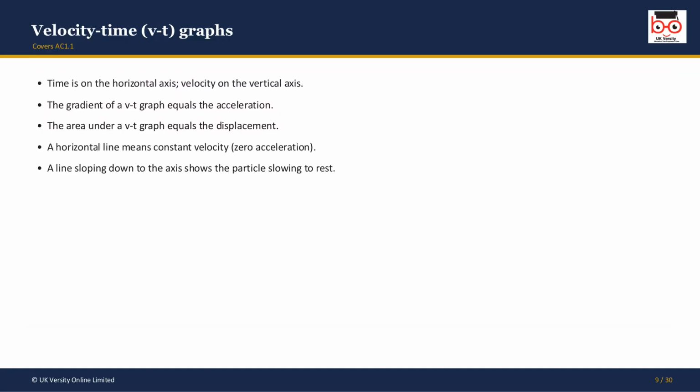Velocity-time graphs work in a similar way, but they tell us more. Time is on the horizontal axis and velocity on the vertical. This time, the gradient gives you the acceleration, and here's the really useful part. The area underneath the line gives you the displacement. A flat line means constant velocity with 0 acceleration, and a line sloping down to meet the axis shows the particle slowing to a stop.